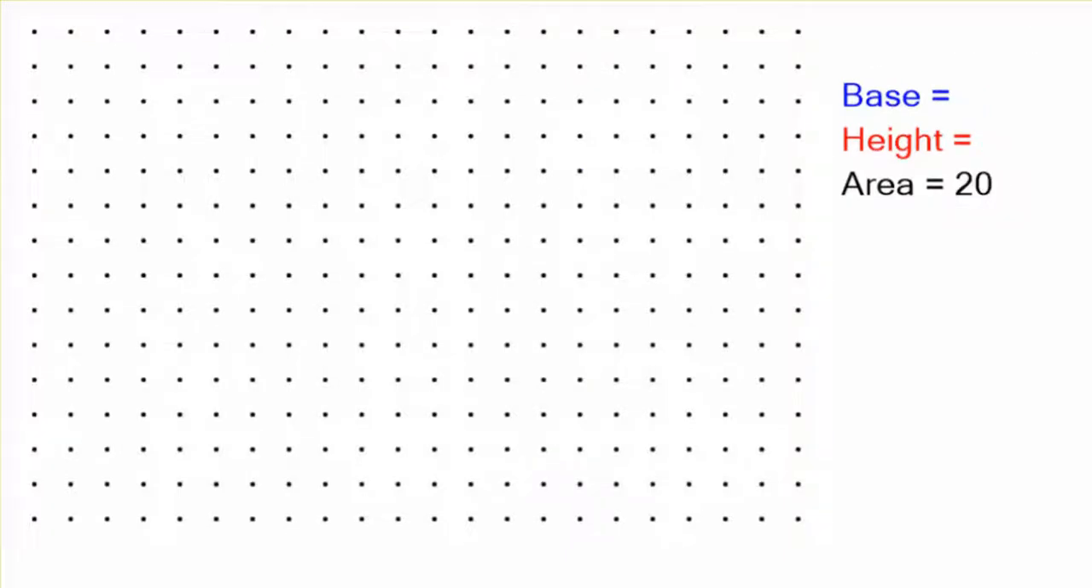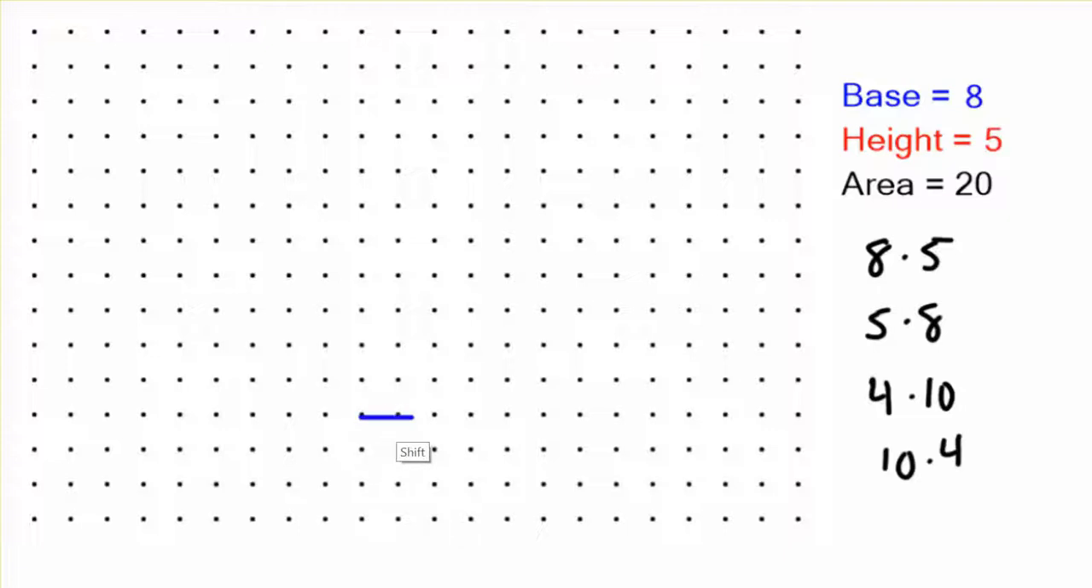So how about any triangle with an area of 20? Well, to have an area of 20, your base times height needs to be 40. Then you divide that by 2 to get 20. So what times what is 40? Well, 8 times 5, 5 times 8, 4 times 10, 10 times 4. Those are some basics we could use. Let's go ahead and try drawing those.